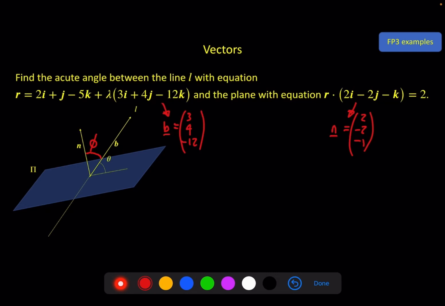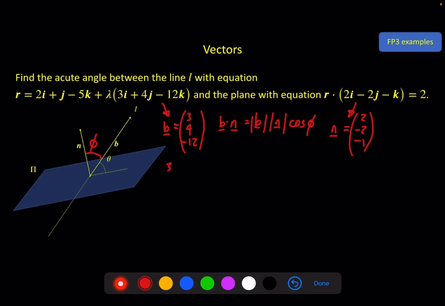And we know that if we do b dot n, that equals the magnitude of b times the magnitude of n times the cosine of the angle between them, phi. And from there, given that the normal is always perpendicular to the plane, I can just do 90 minus phi to get theta. Whereas it's harder to do it here because I don't know this direction, whereas I do know the normal direction.